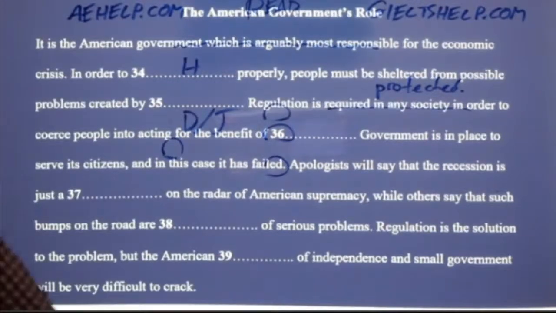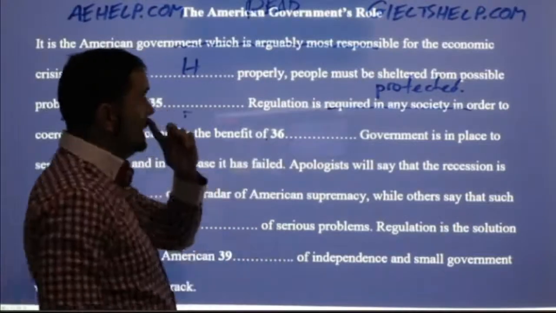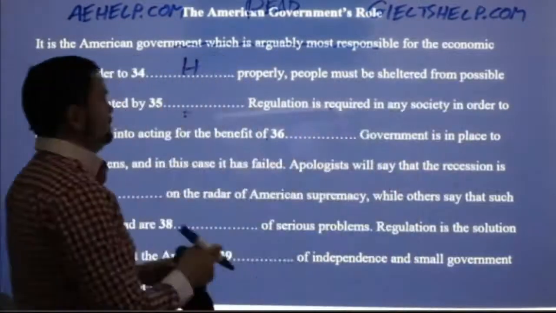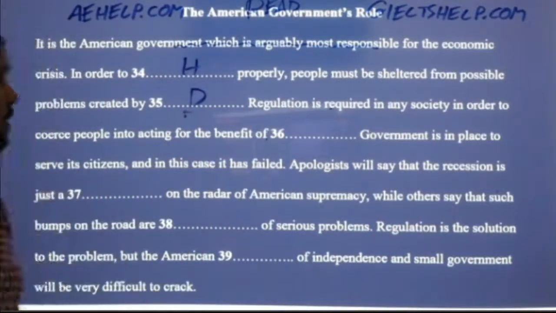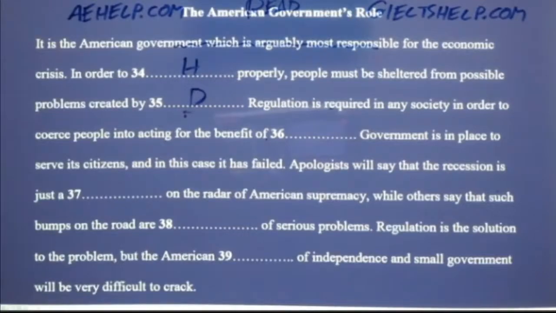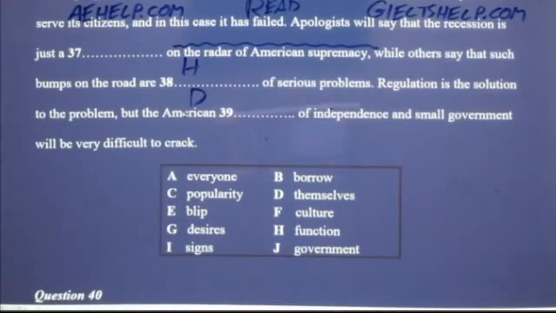Okay, does that make sense? Okay, don't forget, this is not a summary of the whole passage, it's a summary of the American government's role, all right? Okay. All right, everyone. So I'm going to leave the rest of this to you. So 36, 37, 38, 39. Figure that out on your own. Here are the choices.